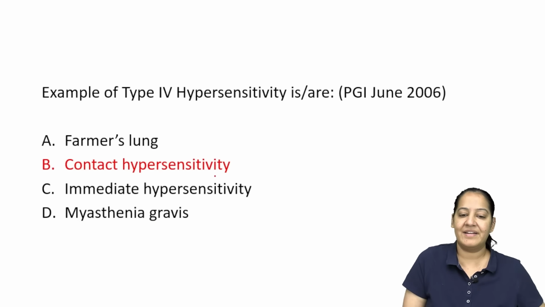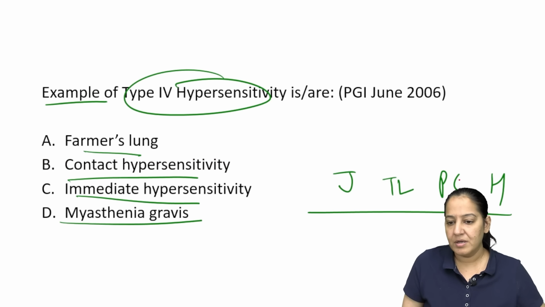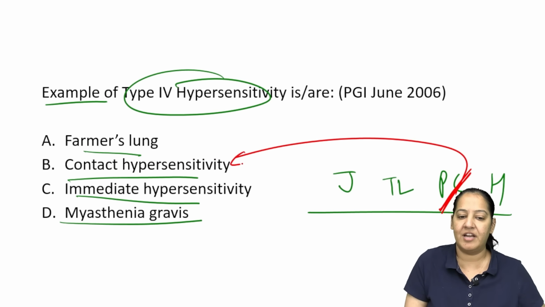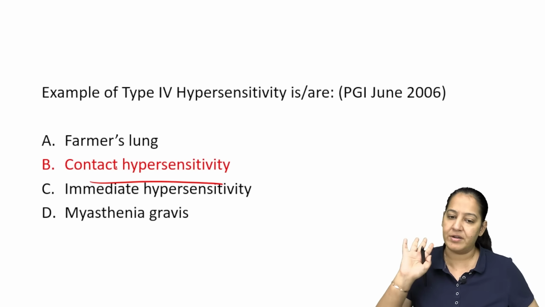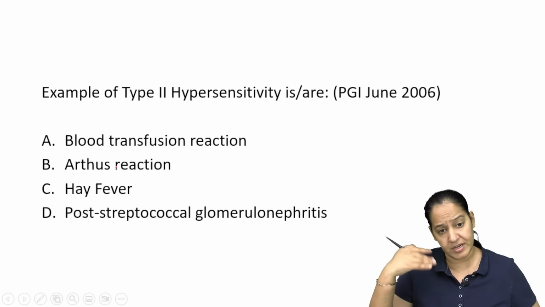You all are right. The correct answer is contact dermatitis. You know, popcorn C is the contact dermatitis. Myasthenia gravis is type 2 and type 4 is delayed type. The remaining are immediate type. It is not immediate, it is delayed type. So the correct answer is contact hypersensitivity, contact dermatitis.